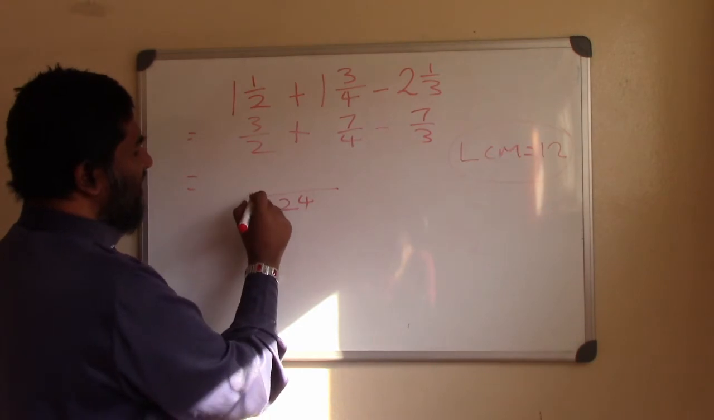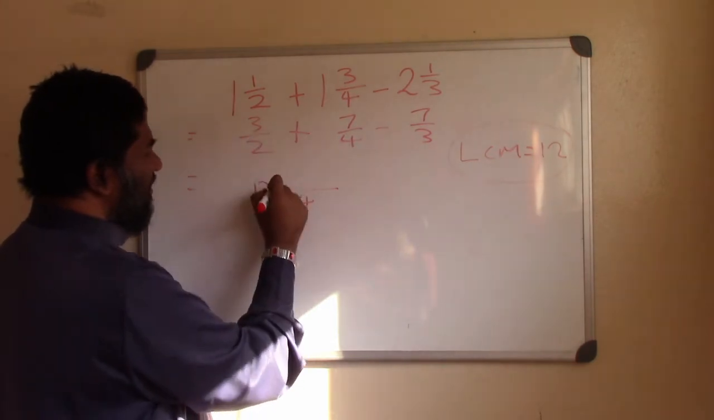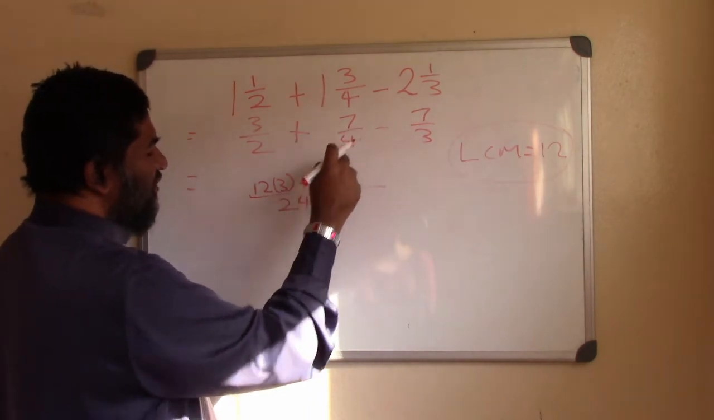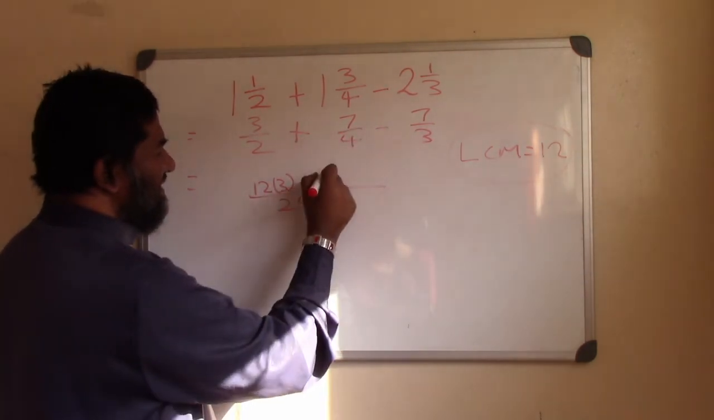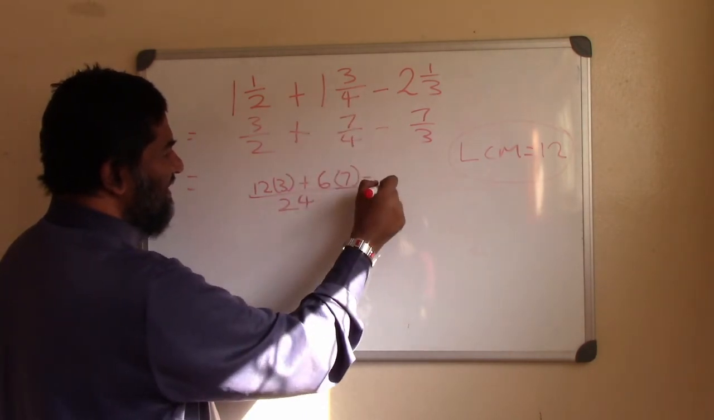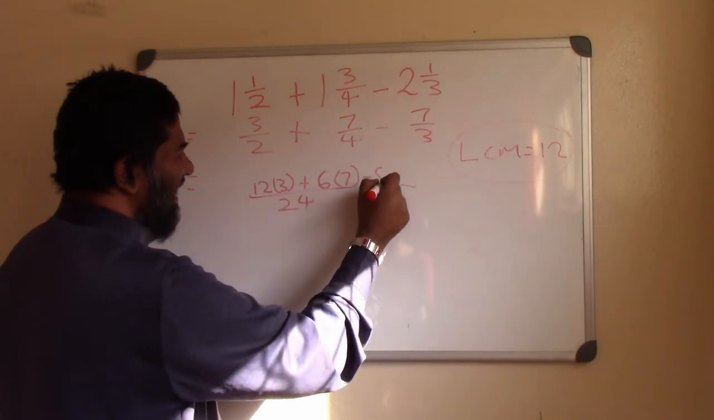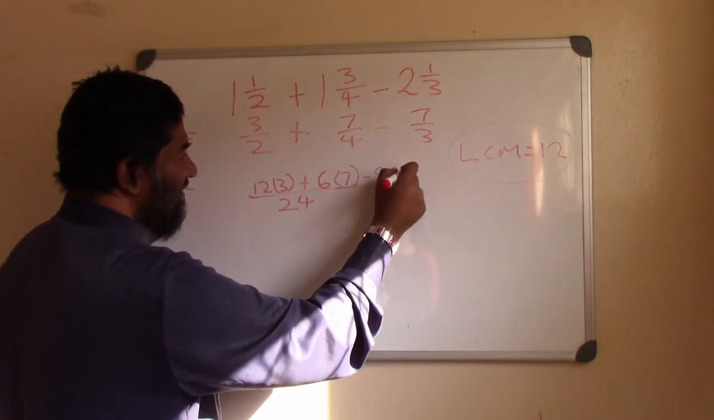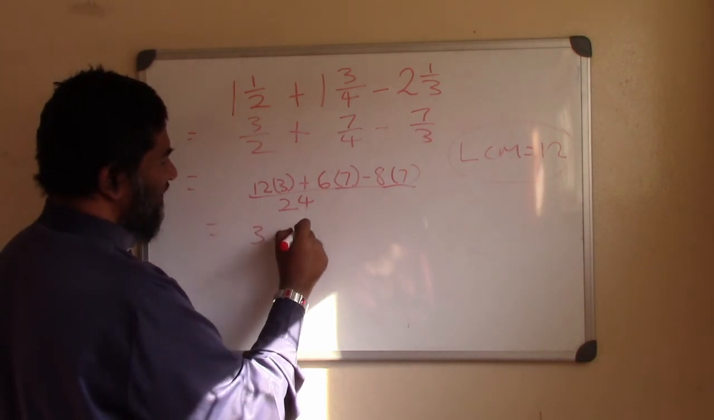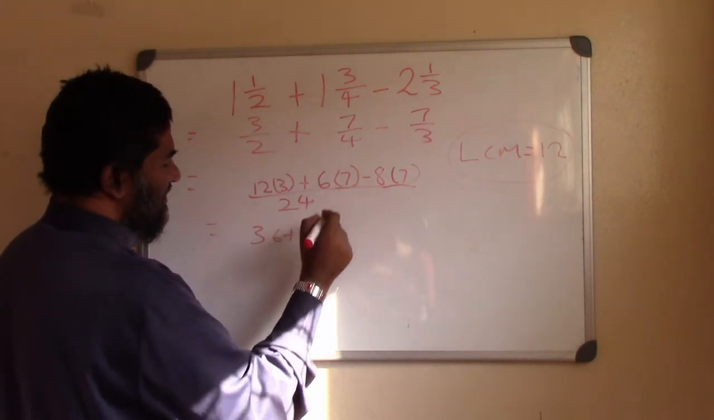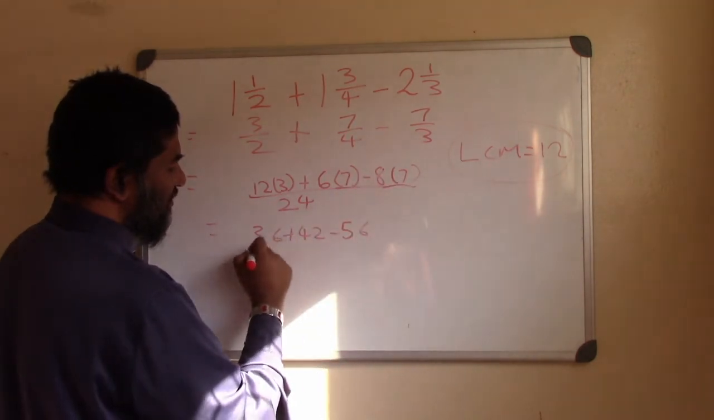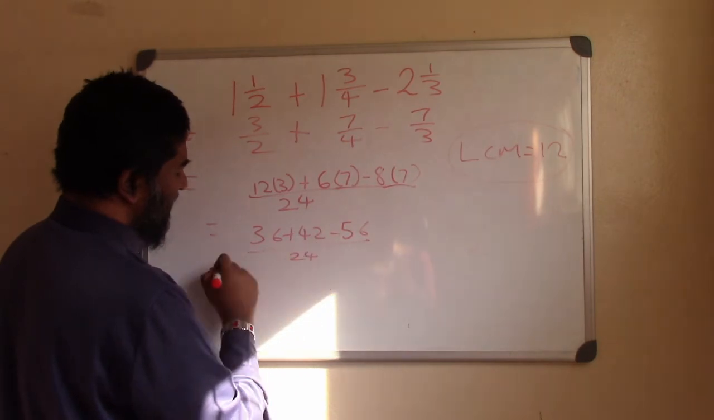2 goes into 24 how many times? 12. Times the top number, 3, plus. 4 goes into 24 how many times? That's 6 times 7, minus. 3 goes into 24 how many times? 8 times 7. Okay, that gives me 36 plus 42. 6 times 7 is 42 minus 8 times 7 is 56, all over 24.